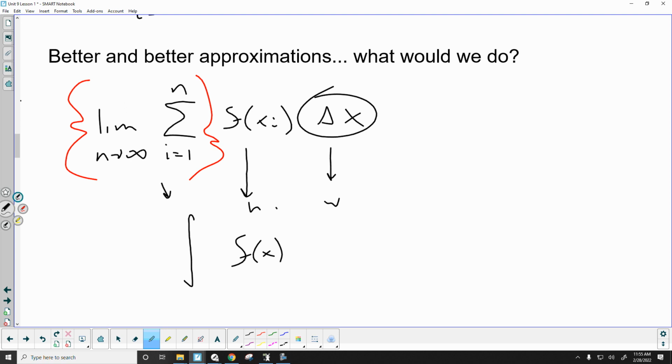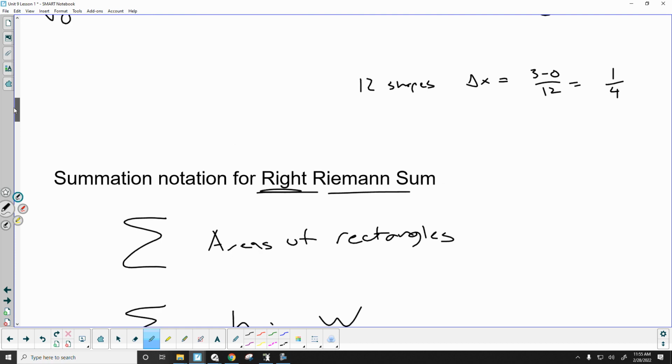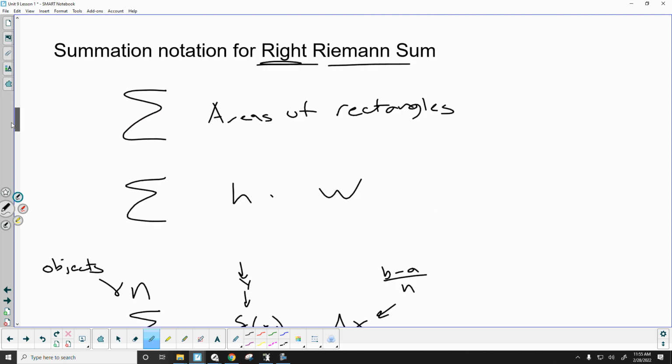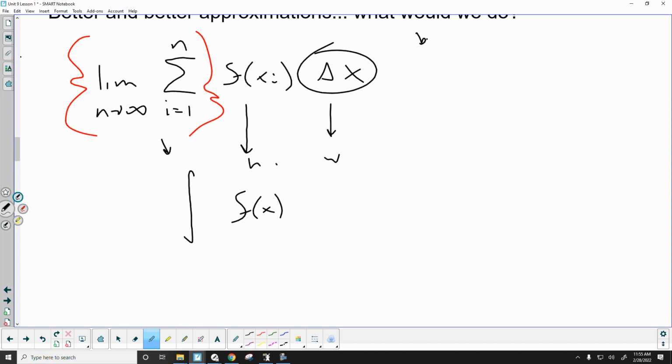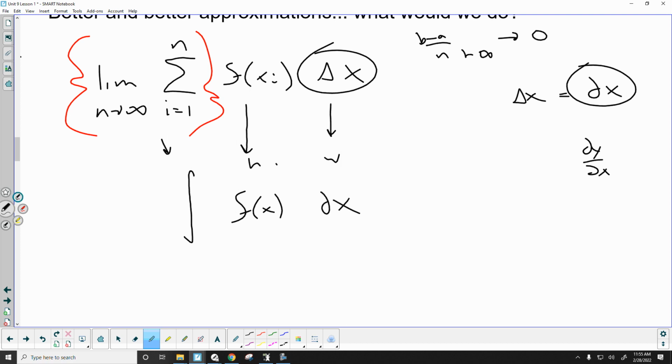But you just told me that the objects become really skinny, right? So if we're talking about b minus a over n and n's going to infinity, we're talking about something approaching 0. So it's not really a change in x, it's an infinitesimal, an instantaneous change in x. We've been using this in the past to represent an instantaneous change in x. For example, dy dx is tangent slope because it's instant change in y over instant change in x. The width is an instant change in x. To designate where we start and where we end, this whole b minus a business, we'll put it right here.